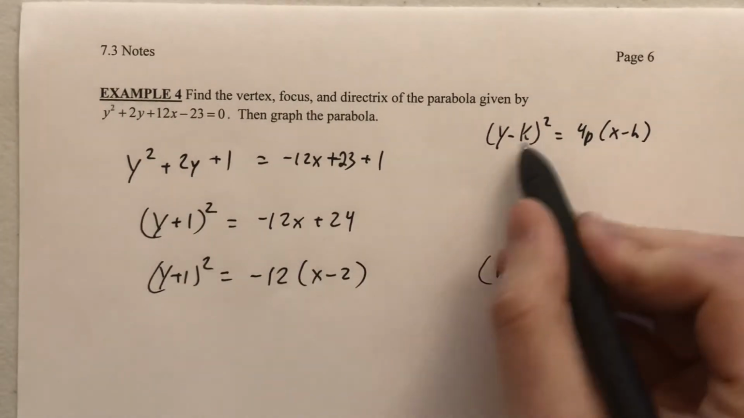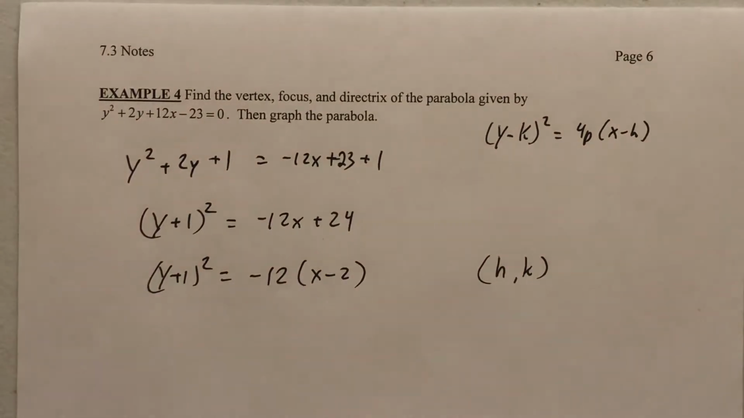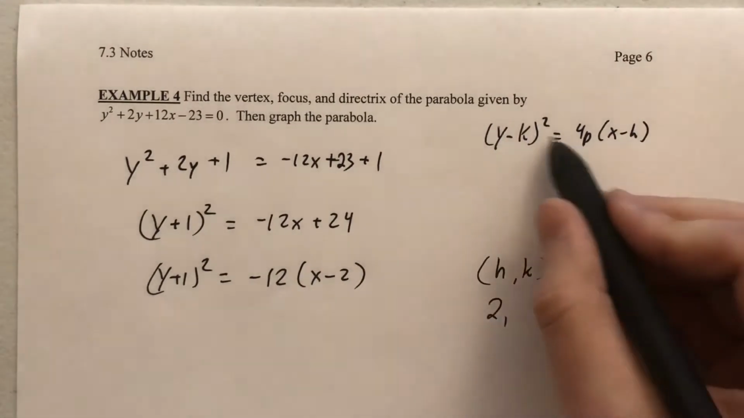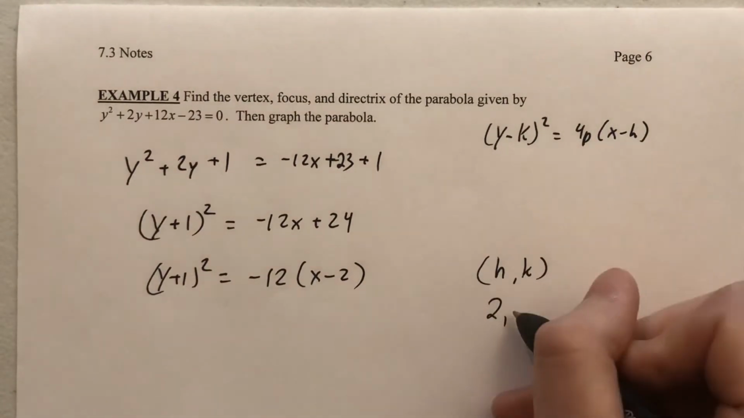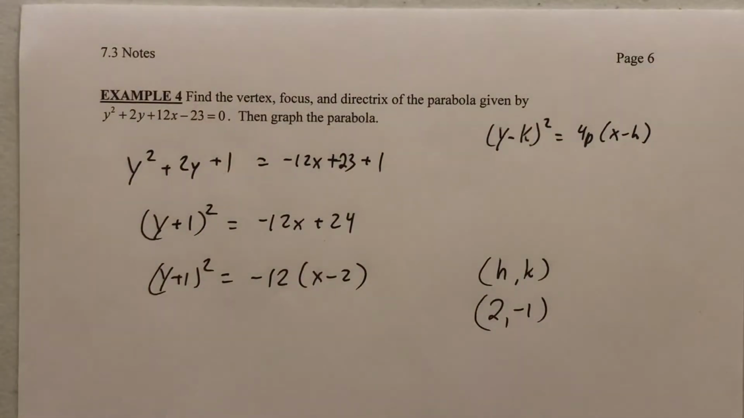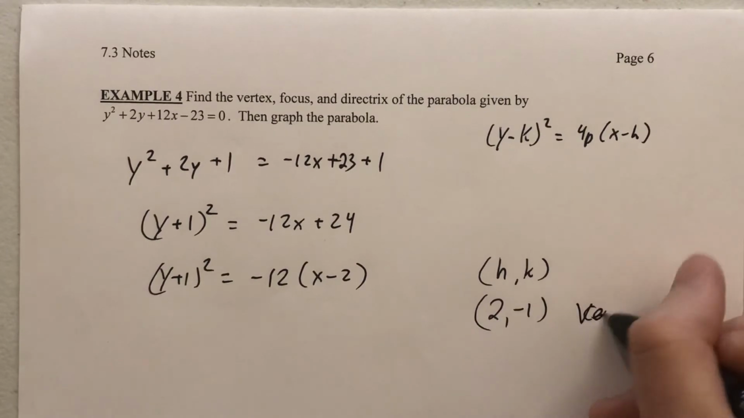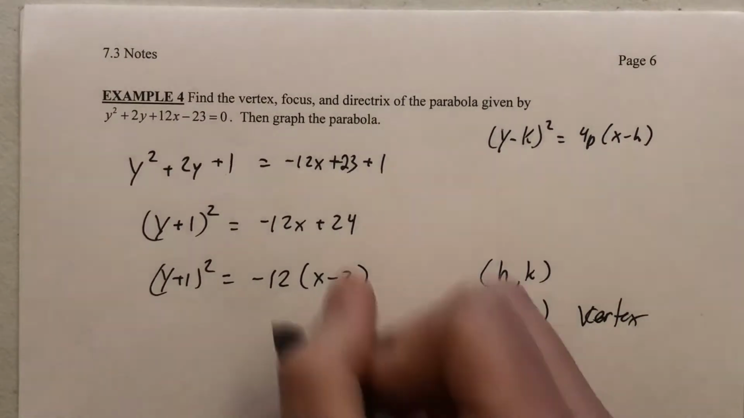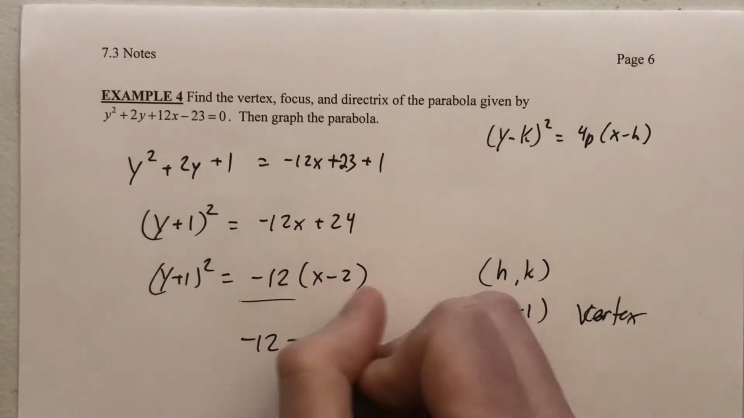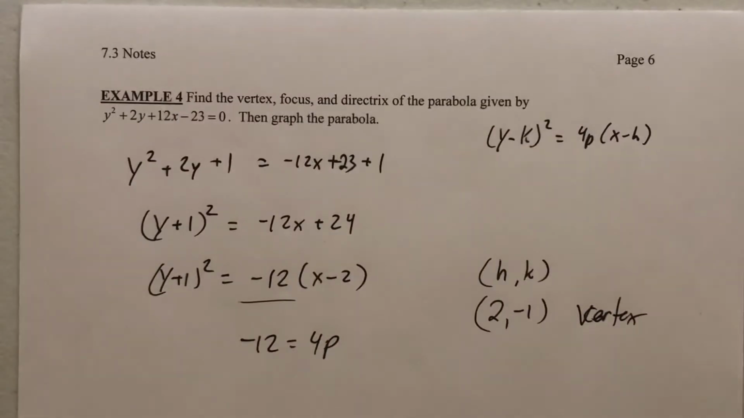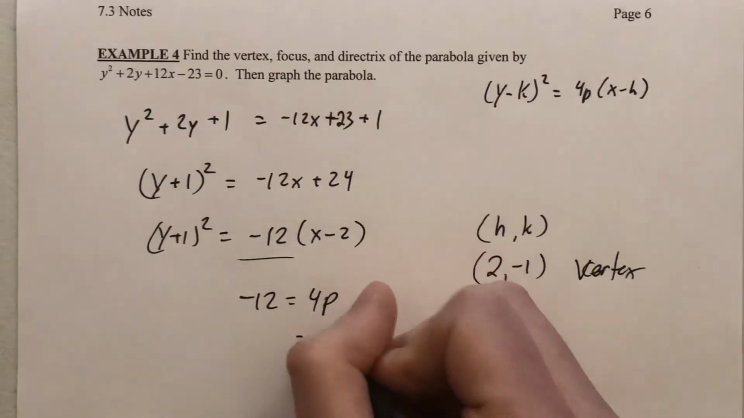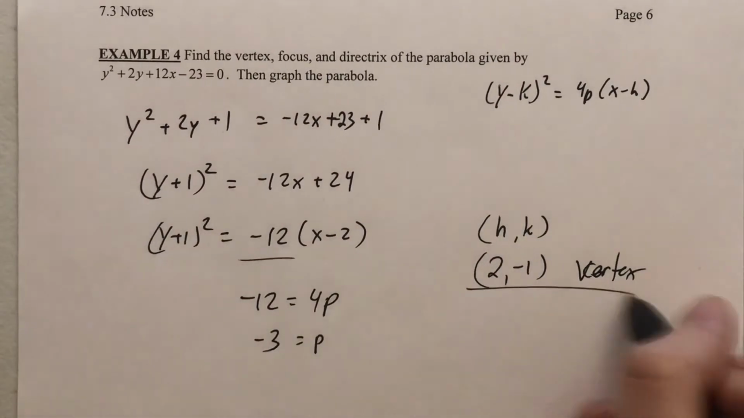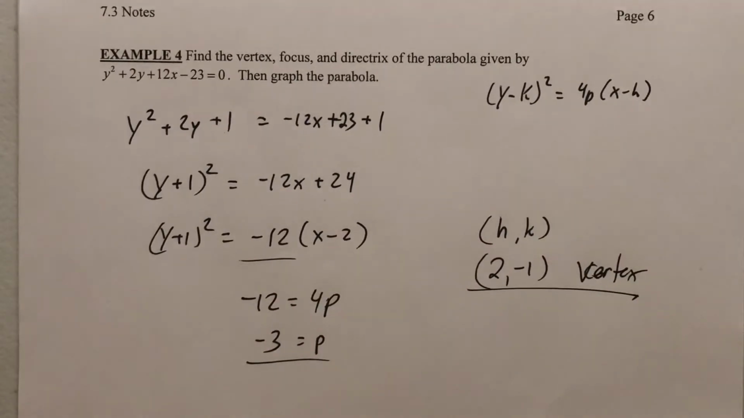So again, k is with y, h is with x. So h for x minus 2, h is 2. K for y plus 1 is negative 1. So there is our vertex of our parabola. Then we take the negative 12, and that needs to be equal to 4p. Divide both sides by 4, and p is negative 3. So I've got my vertex, I've got my value of p.